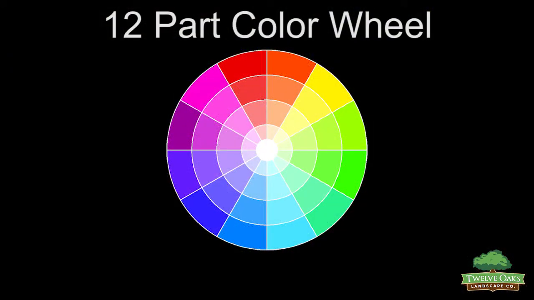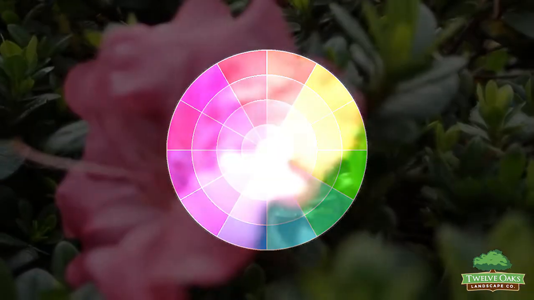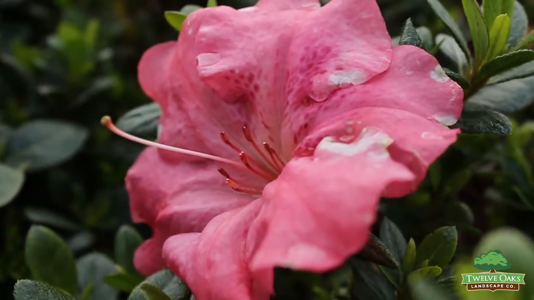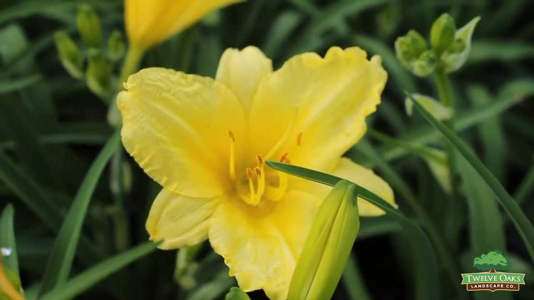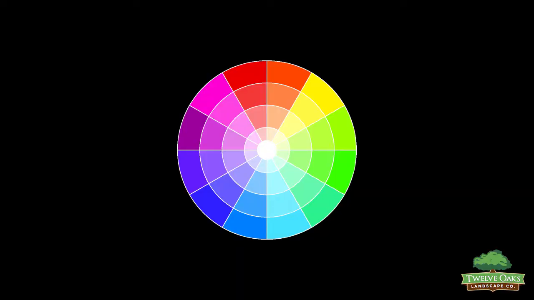Complementary color schemes are created by choosing two colors that are opposite on the color wheel. So for example, red and green, or purple and yellow. Because these colors are exact opposites, they offer extremely high contrast and have a very high impact. Analogous color schemes are created by choosing hues that are next to each other on the color wheel. So for example, blue-green, green, and yellow-green.